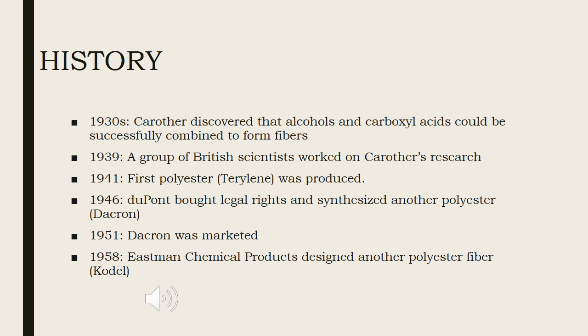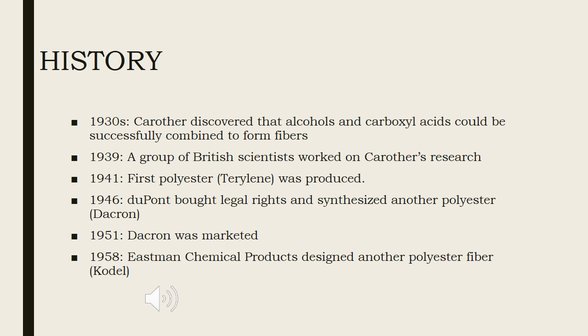Polyester began as a group of polymers in W.H. Carruthers' laboratory. Carruthers was working for DuPont at that time when he discovered that alcohol and carboxylic acids could be successfully combined to form fibers. Polyester was put on the back burner, however, once Carruthers discovered nylon. A group of British scientists took up Carruthers' work in 1939.